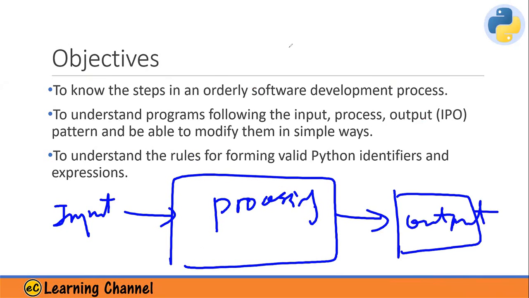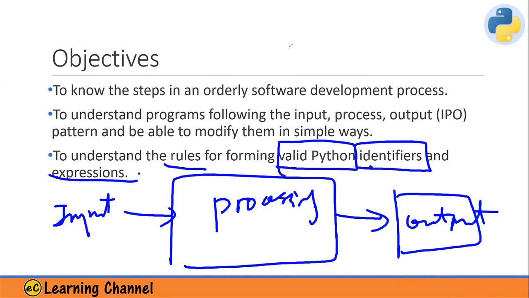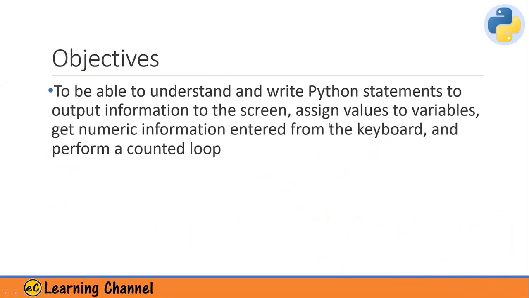Okay? And then to understand what is a valid Python identifier and expression. Okay? So now let's get started for this one. And then to be able to understand how to write Python statements to output information to the screen, assign values to variables, and get numerical information from the keyboard. So it basically deals with the basic idea of how to get data from the outside, how to process it, and how to provide it to your monitor.